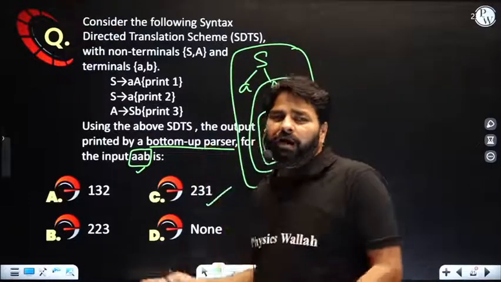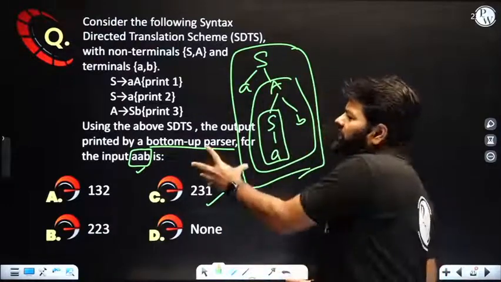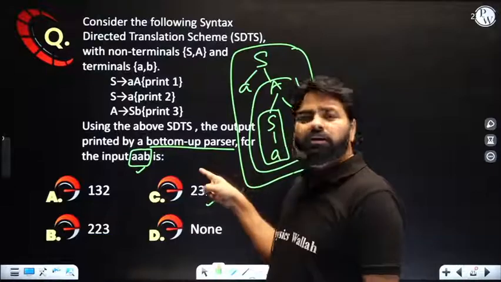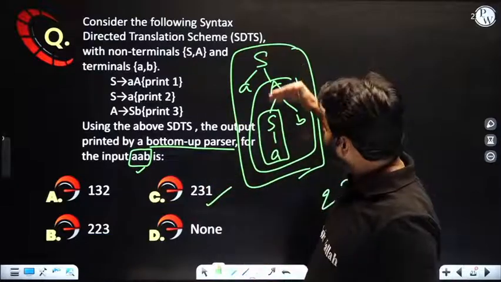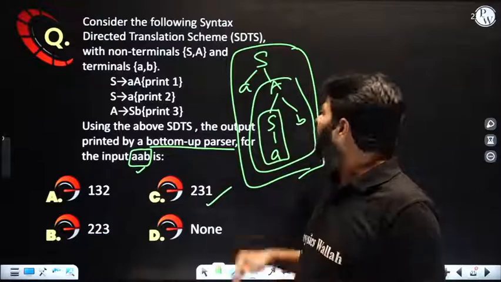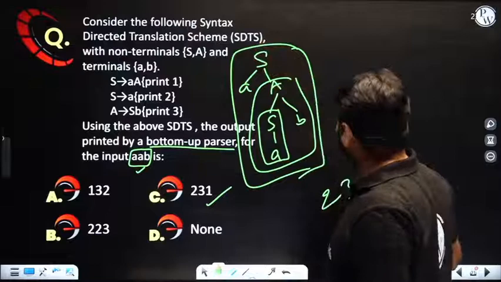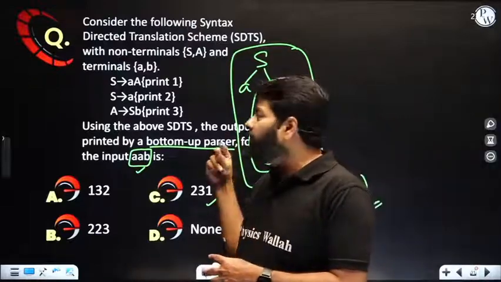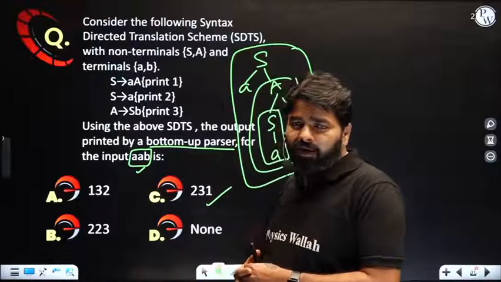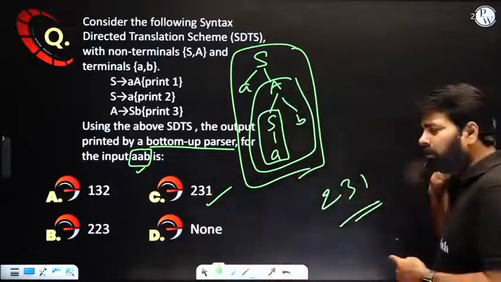When you don't have the attributes, the question is so easy from the exam point of view. Whatever they say, if they say top-down parser, yes, possible. Top-down means LMD, leftmost derivation, right? SAS. First, this one will print, that is going to be 1. Next, this one, 3. Next, 2. So 1, 3, 2 will be the output if I follow the top-down parser. Reverse of the top-down parser is 2, 3, 1 again.